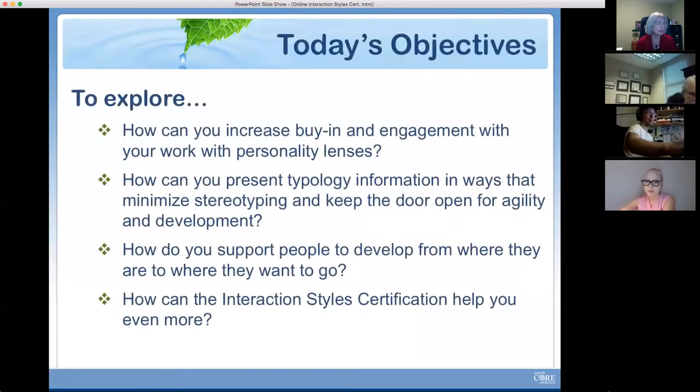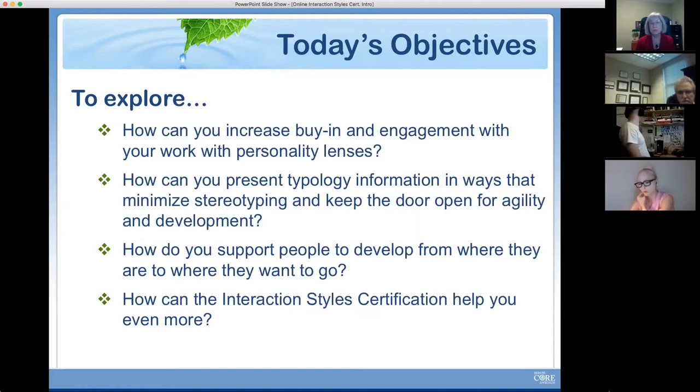So the objectives that were in the materials that we offered before in our promotional materials were how can you increase buy-in and engagement with your work with personality lenses. And while I'm on that one, let me just be really clear, this is not at all about the letters of the Myers-Briggs type code. So we're not going to use those right now. Clearly in our program, we will show how the interaction styles relate to the Myers-Briggs type indicator results and the Jungian theory that's really behind the construction of that instrument.